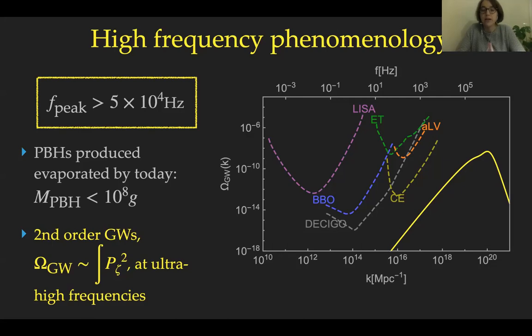So here you can see a plot displaying the energy density in gravitational waves, plotted against k, the scale in inverse megaparsec, or alternatively the frequency in Hertz, and the signal is the yellow line. So you can see that for a configuration that is not in tension and is compatible with the CMB measurement, the peak of the second order gravitational waves is at ultra high frequencies, beyond the reach of current and planned ground and space gravitational wave observatories.